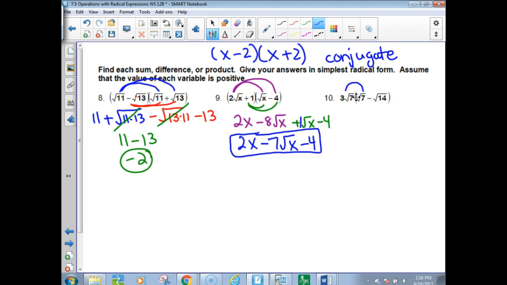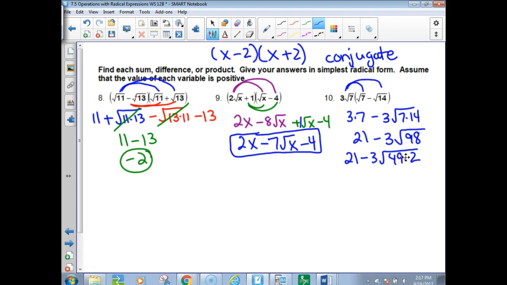3 root 7 times the square root of 7. Square root of 7 times square root of 7 is 7. So I actually have 3 times 7 minus 3 times 7 times 14. I'm just showing you what I'm doing. That's 21 minus 3 times, wait a minute, there's a 7 inside that 14. I got 98 here, right? What can I break 98 down into? 14 is 7 times 2. 49 times 2, and 49 is a perfect square. So I've got 21 minus 3 times 7 root 2, which is 21 minus 21 root 2.